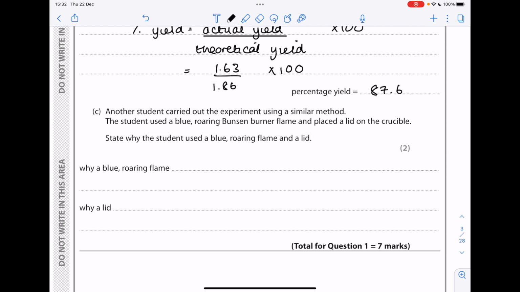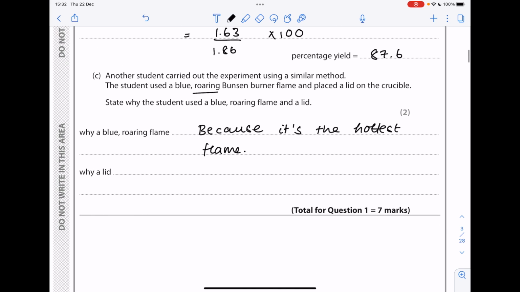Another student carried out the experiment using a similar method. The student used a blue roaring Bunsen burner flame and placed a lid on the crucible. State why the student used a blue roaring flame and a lid. So there's 2 flames on the Bunsen, the roaring blue and the orange luminous one. We used the blue roaring one because it's the hottest. It's quite important if you're heating something like this. And why did we use a lid? In order to stop the zinc oxide escaping.